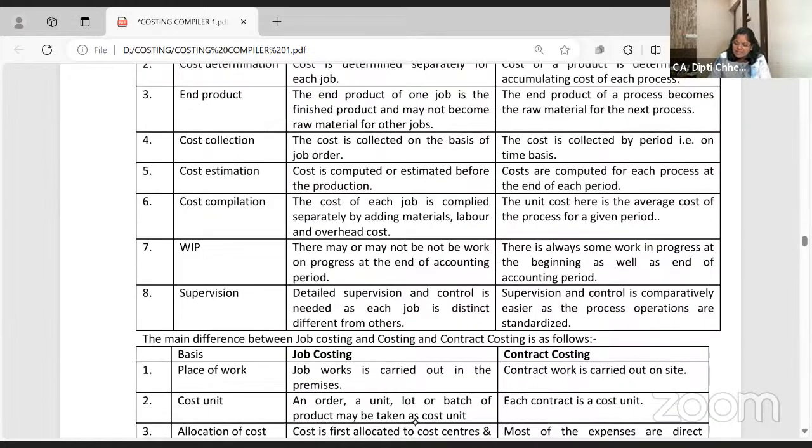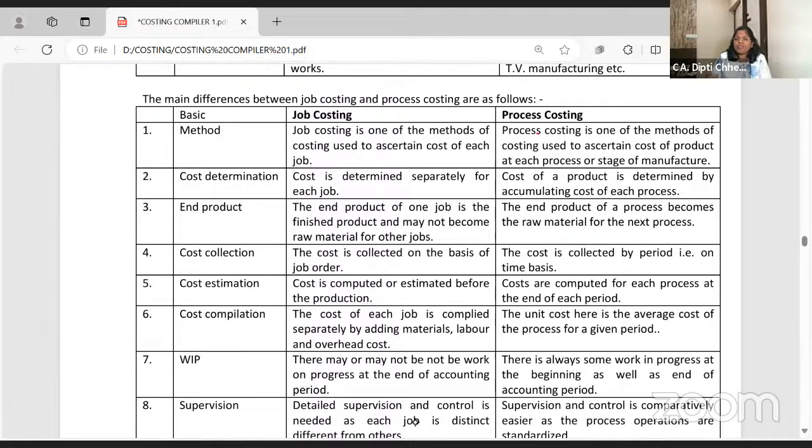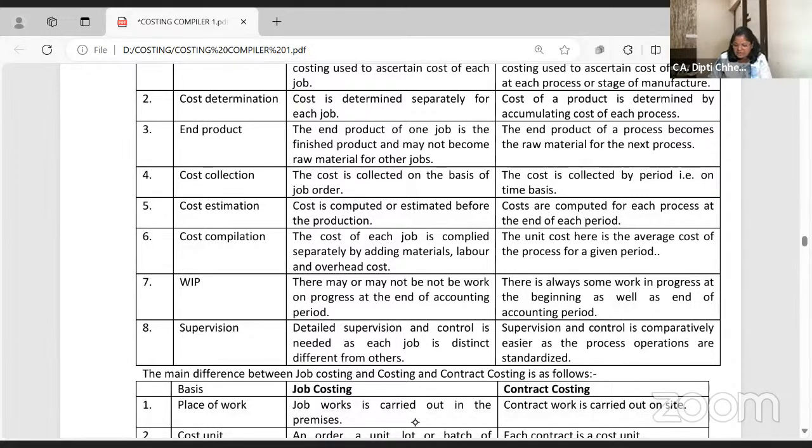Job and process are the same? Process costing is also a type of job cost sheet only, but for industries where products move from one process to another: oil to crushed, then crushing to crude oil, then crude oil. So they move from one process to another.